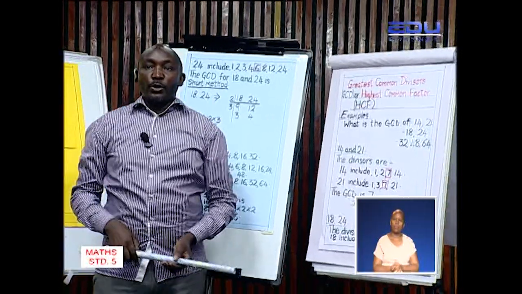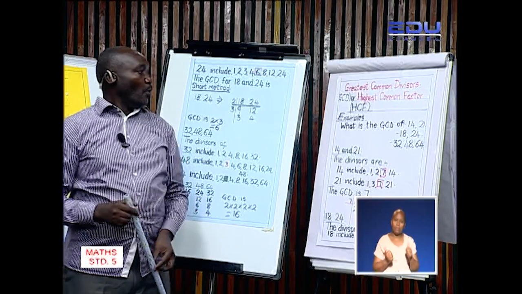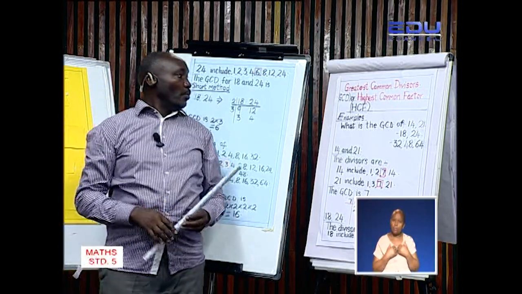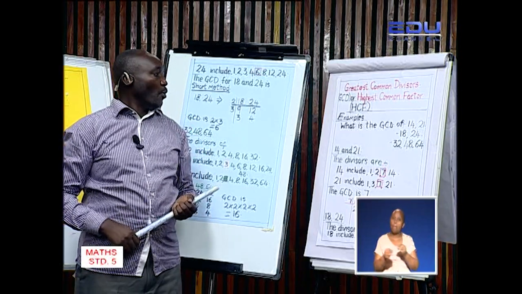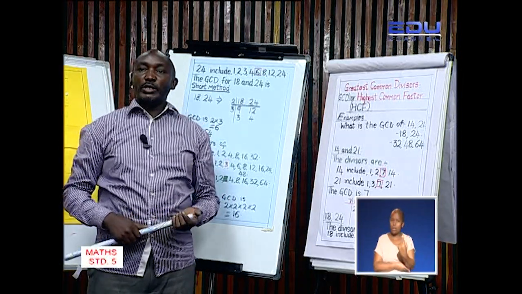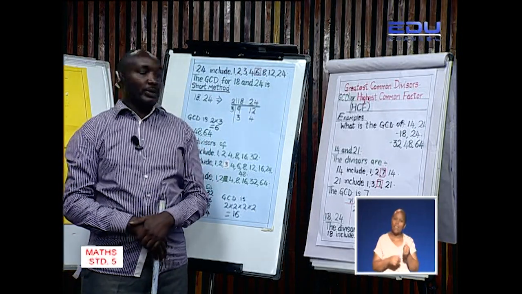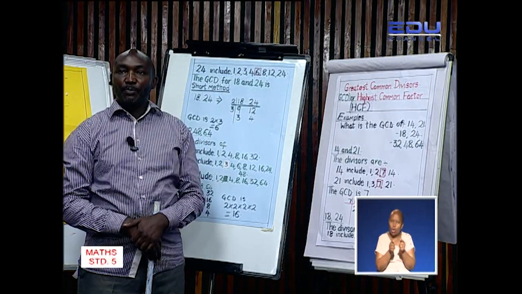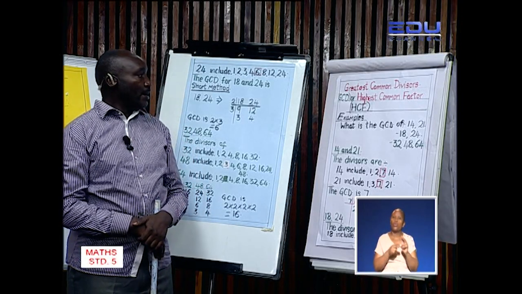For us to understand this in a better and clearer way, we are going to use two methods. One, we are going to use what is called the divisor method, and secondly, we are going to use the short method. To start us off is the divisor method.